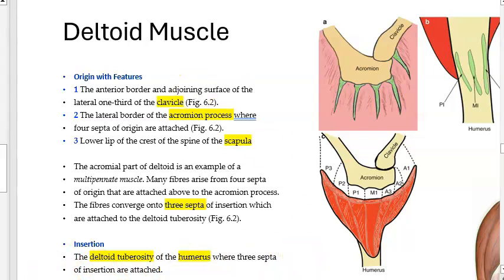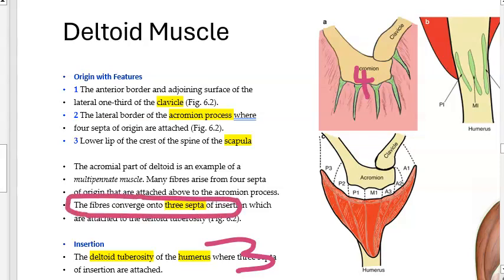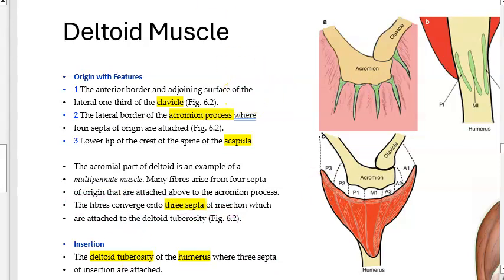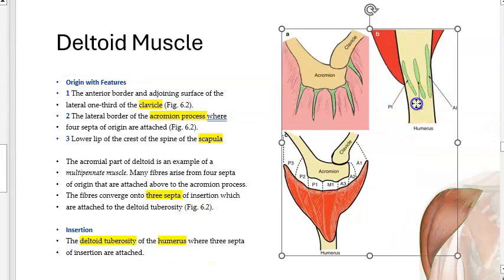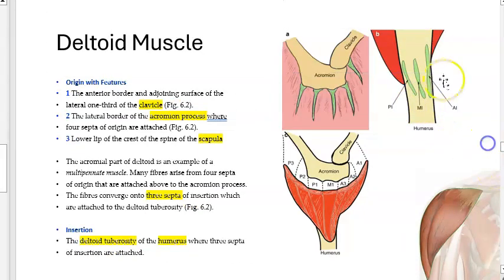So 3 septa are inserting here, but 4 septa originated from the acromion process. So what exactly happened? These 4 are attaching as 3. They converge into 3 septa and then insert. So from the acromion process you have these 4 septa coming, so this is a multi-pennate muscle, and these 4 septa converge into 3 septa and insert. That's what they are saying. Got it? See here, they have shown the humerus, how they have drawn the 3 lines on it.